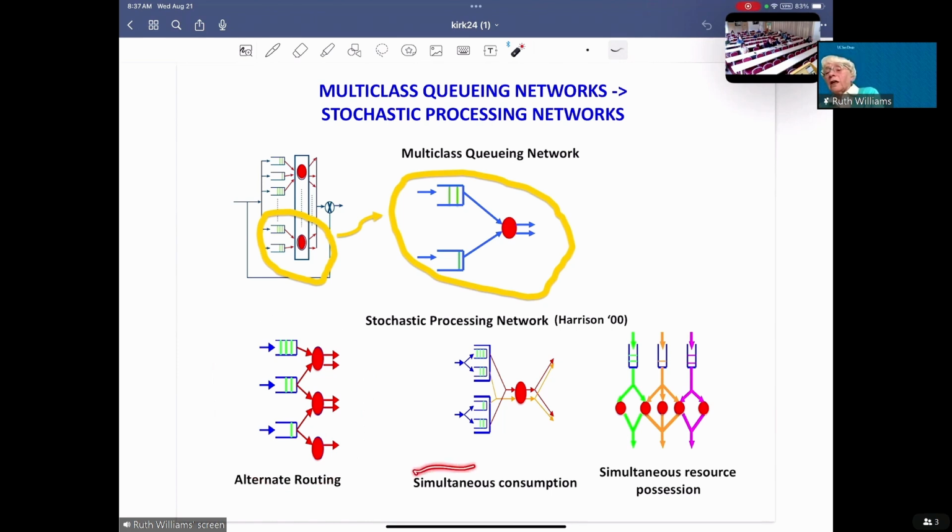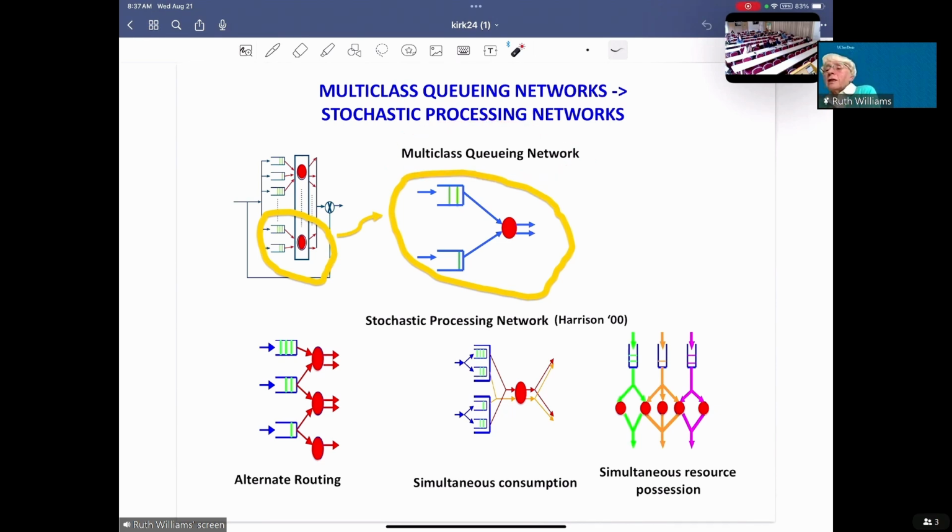You can also have what I call simultaneous consumption. This occurs in input queued switches that you have in the internet, where when the processor processes jobs, it can process, in that instance, packets of data from more than one queue. This also occurs in manufacturing, where you have to take two kinds of items and join them together in a production mechanism. So this is also a scenario that transcends the conventional multi-class queuing network scenario.